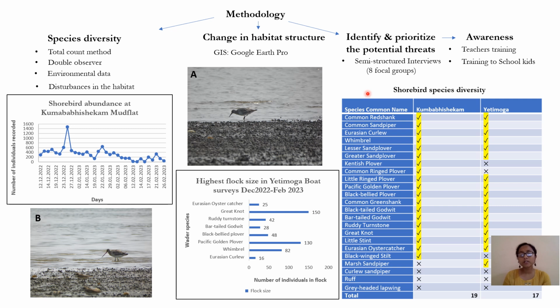And talking about the results of the shorebird species diversity, I have seen that in Kumbhabhisheka mudflat, 19 species of waders were recorded, whereas in Yetimoga, only 17 species of waders were recorded. And during the boat survey, the highest flock size of the great knots was recorded at 150 individuals, whereas 82 individuals of whimbrels and 28 individuals of long distance migrants such as bar-tailed godwits were also recorded. However, these counts are very much less compared to the earlier counts that can be seen in eBird and other sources.